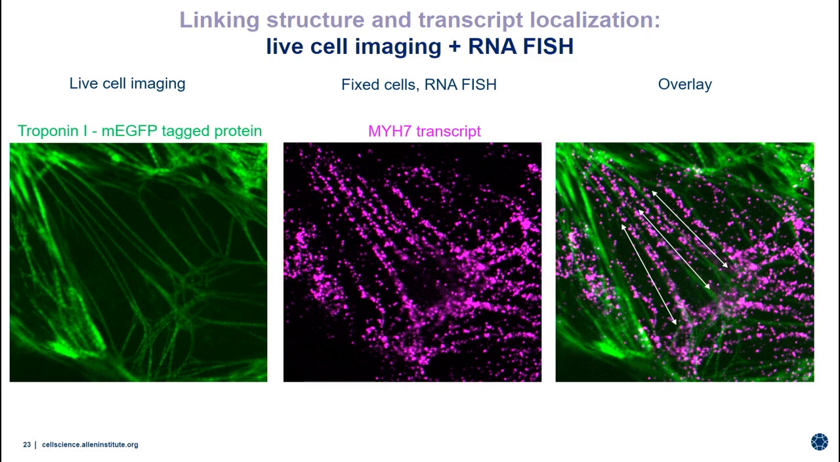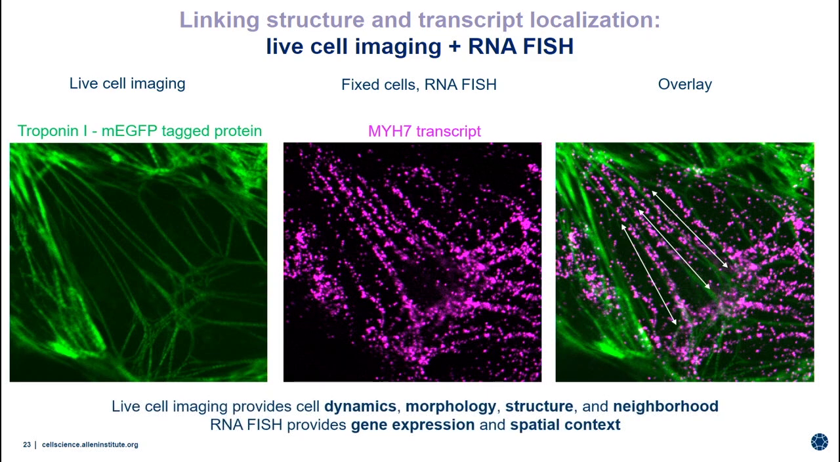So I think this is an example where, with just the live imaging, we can tell that the cell is different. If we looked at just the transcript, you can also see that there might be some localization differences compared to neighboring cells. But when you combine the two, you can really start to look at some interesting biology. In this case, we think live cell imaging is providing information about the cell dynamics, the morphology, structure, and also cell neighborhood, and that RNA FISH is providing spatial context for the gene expression of things that we're looking at by RNA sequencing and eventually, potentially, some other methods.